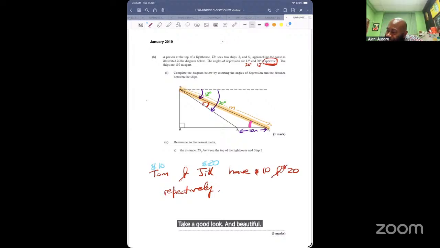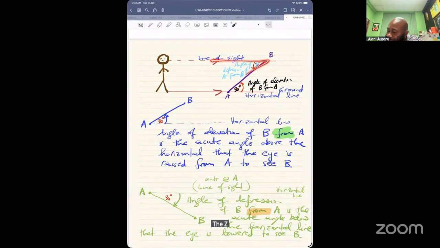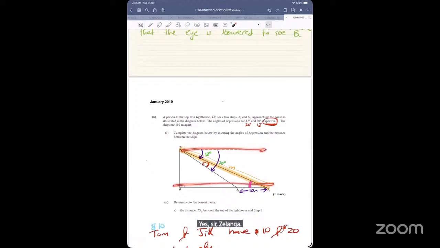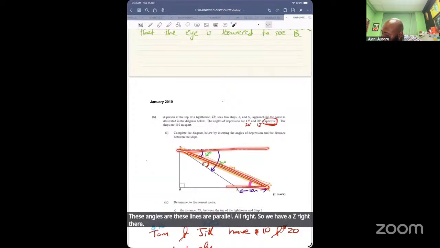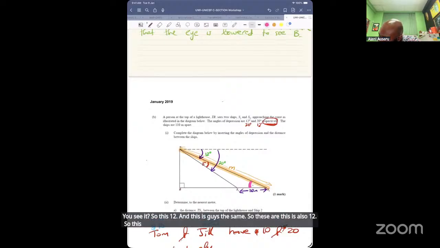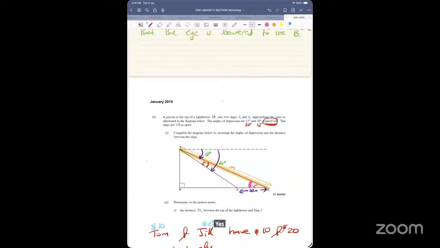Everybody see it? Remember a while ago in the previous question, the Z angle. The Z angle right up here. When I did the 30 and the 30, the Z angle, same thing here. These lines are parallel. All right, so we have a Z right there. You see it? So this is also 12. So this is 12. Everybody agree? Make sense?